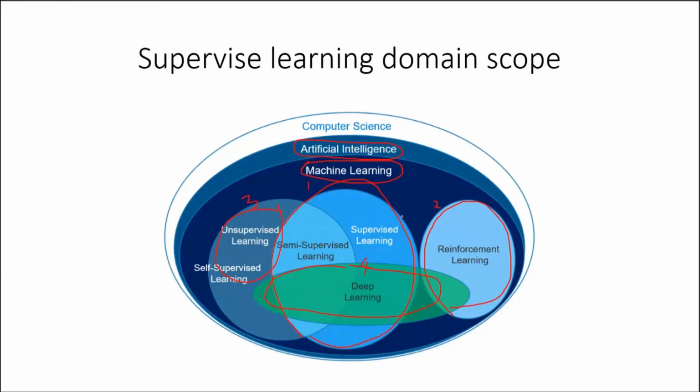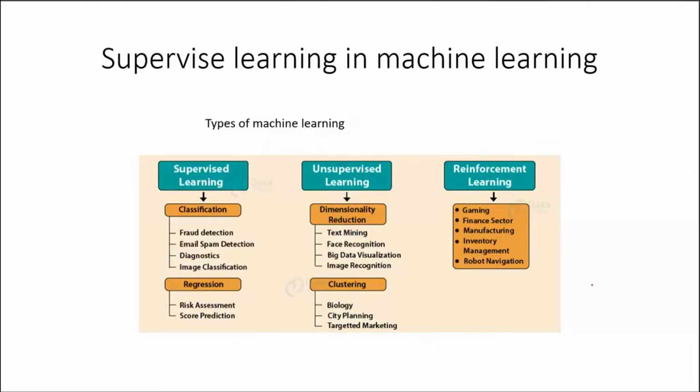So what I need you to know here is just the scope of where machine learning is located in the field of computer science. Note that supervised learning is under artificial intelligence and machine learning. So remember that. This is a powerful method. Let's move on.